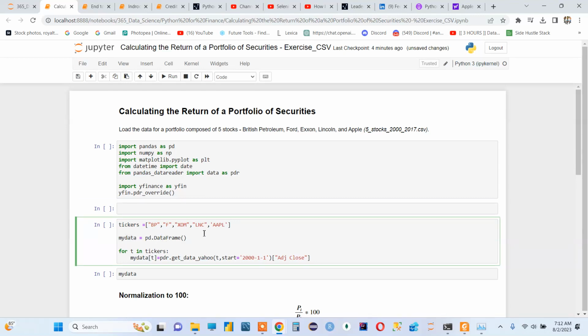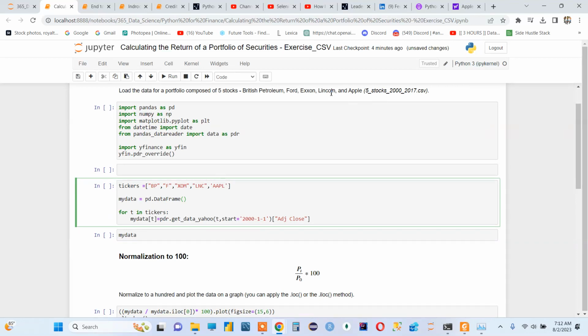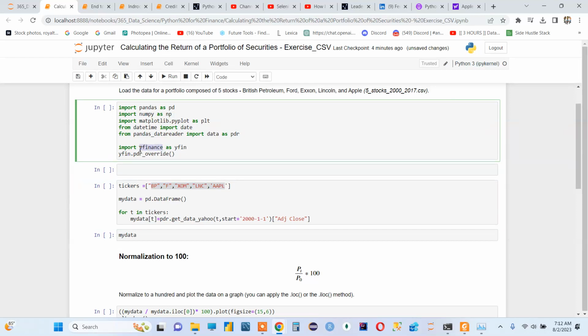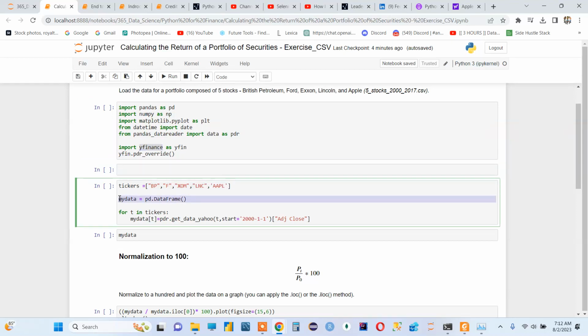Next is identification. First I need these five stocks, so I have taken these five tickers. Tickers are nothing but the symbol of that particular stock in the stock market. For these stocks we will use the yfinance library. Then I will create an empty data frame, a pandas data frame. Then I will use a for loop to get the adjusted close price, which is nothing but the final adjusted price by the end of the day.